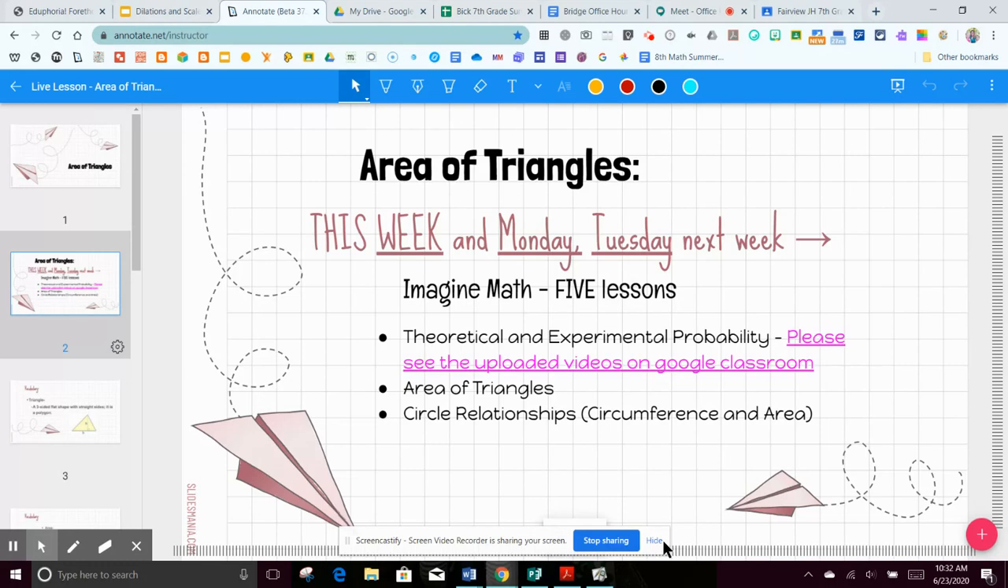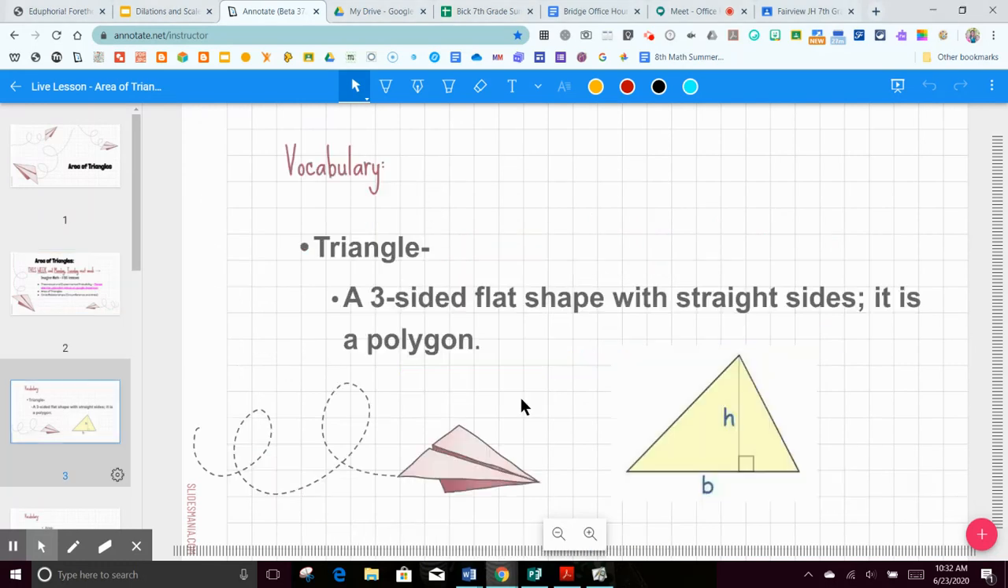Alrighty. For area of triangles, a triangle is a 3-sided flat shape with straight sides. It is considered a polygon because it is a closed figure. You'll notice in this image, this is a scalene triangle because the sides are not equal. And then they gave you the base and the height. Notice that the base and the height form a right angle down here at the bottom.